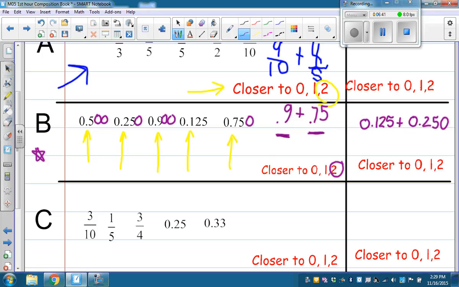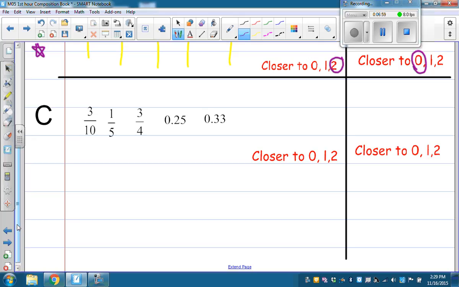So 0.5, less than 0.5. That's a half. So it would be closer to 0 because you're not even up to a half yet. Thumbs up or thumbs down? Getting the process better? Okay, Lennon, third one.